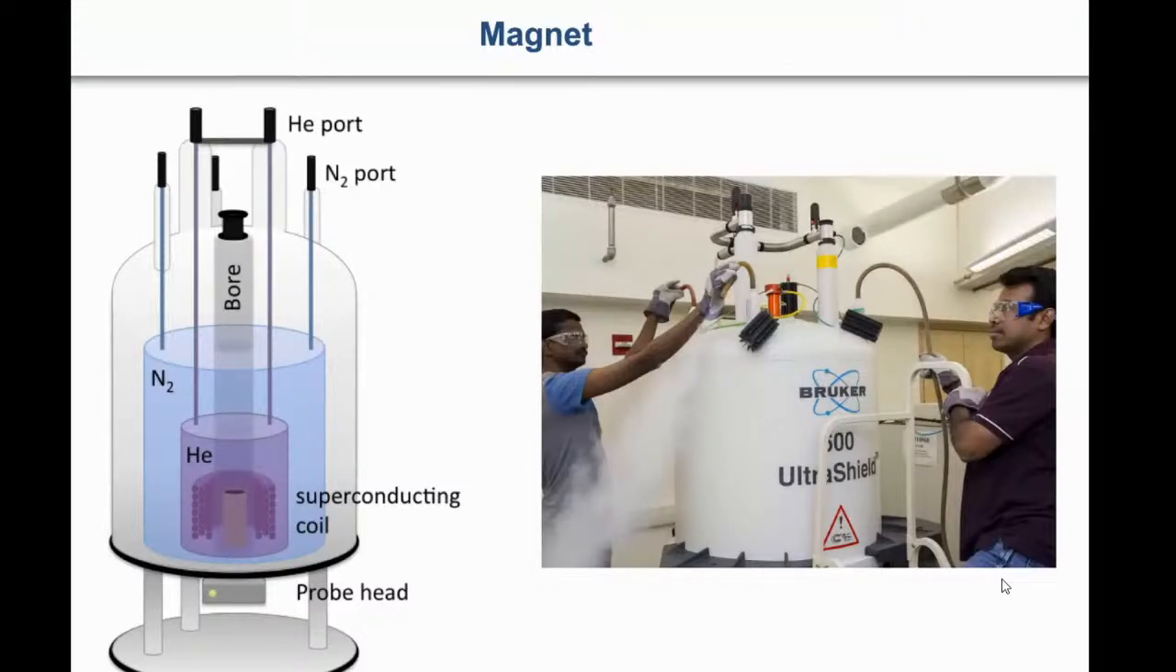Okay, so the temperature of the liquid helium is around 4 Kelvin. So handling it also is really, really nasty. And if you open this thing and keep it open for a long time, then liquid helium is going to evaporate and you're going to quench or demagnetize your superconducting coil.